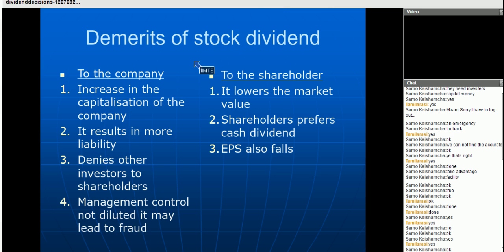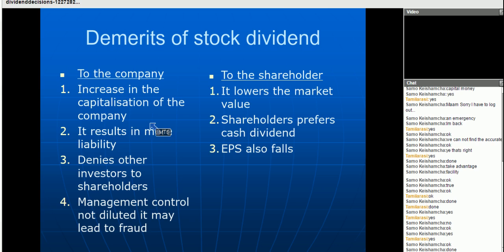Now, demerits of stock dividend are these: to the company, it increases the capitalization of the company. It results in more liability. It denies other investors to shareholders. The management control is not diluted. It may lead to fraud. These are some of the disadvantages of stock dividend.